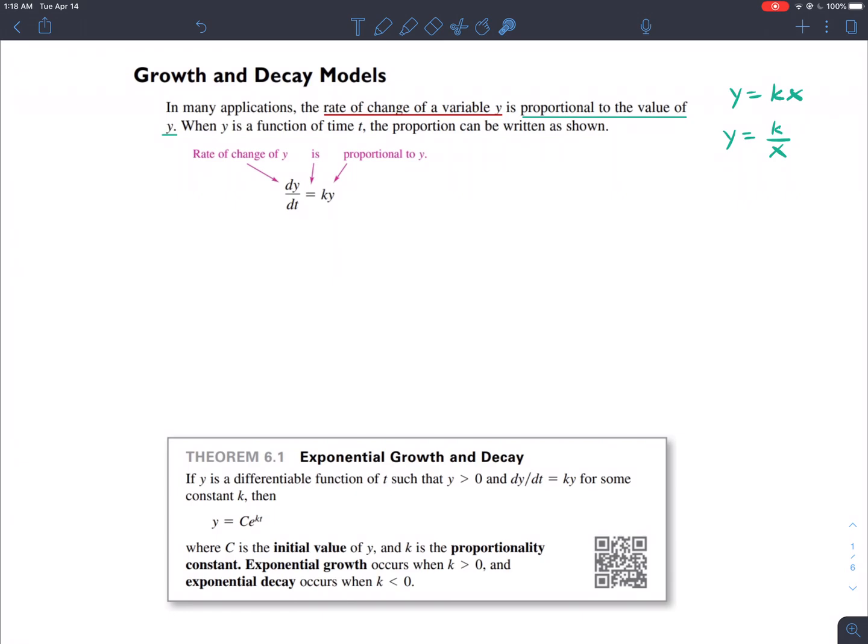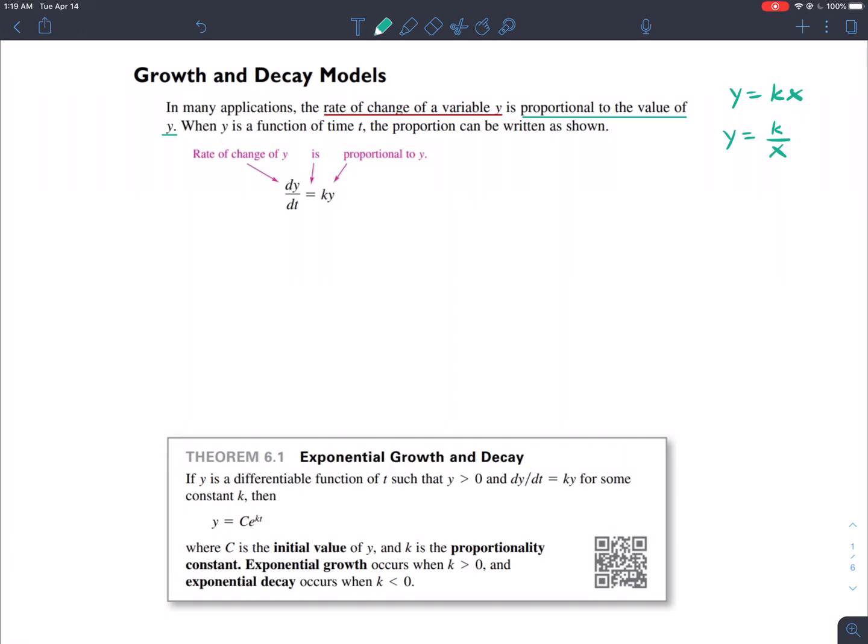Well, the same thing is true here. In our statement, we've got proportionality going on, and we need a proportionality constant. So dy dt is equal to k times y, some constant of proportionality times the original value y. When y is a function of time, the proportion can be written as shown. So this is our differential equation, and our job is to solve it.